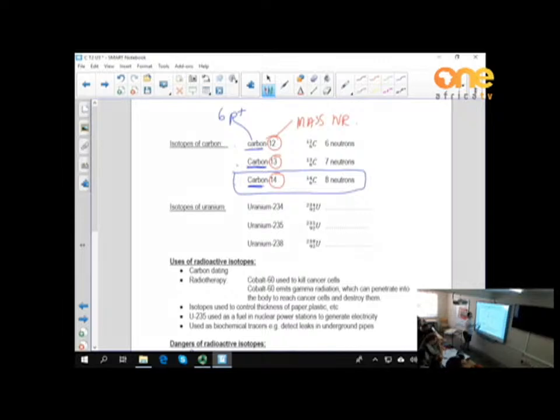If we have a look at isotopes of uranium, uranium-234, that's the mass number, protons plus neutrons. Uranium-235, protons plus neutrons. 238, protons plus neutrons. So, if uranium has 92 protons, how many neutrons does the 234 isotope have? Calculate. 234 minus 92 equals 142 neutrons. Is that right? Okay. The next one?